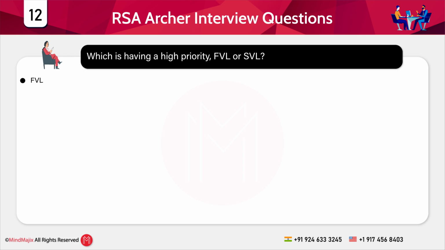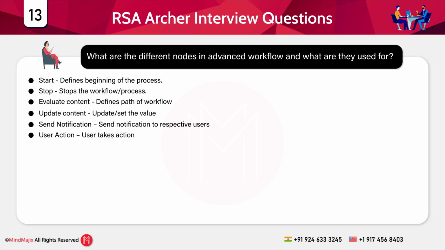actions and the priorities. Moving to question 13, what are the different nodes in advanced workflow and what are they used for? As you know, advanced workflow is a very useful and commonly used feature in Archer. A lot of applications and questionnaires are having advanced workflow in them. The different nodes which are there are the start node, which defines the beginning of the process. From here, the workflow starts. We have the stop node, which stops the workflow process. Start and stop need to be there in any workflow. There can be one start node, but there can be multiple stop nodes.